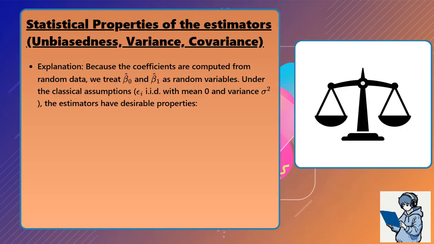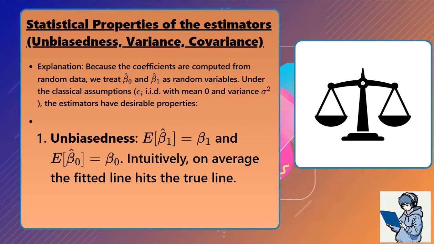Explanation. Because the coefficients are computed from random data, we treat beta hat 0 and beta hat 1 as random variables. Under the classical assumptions, epsilon iid with mean 0 and variance sigma squared, the estimators have desirable properties. Unbiasedness. E of beta hat 1 equals beta 1 and E of beta hat 0 equals beta 0. Intuitively, on average, the fitted line hits the true line.